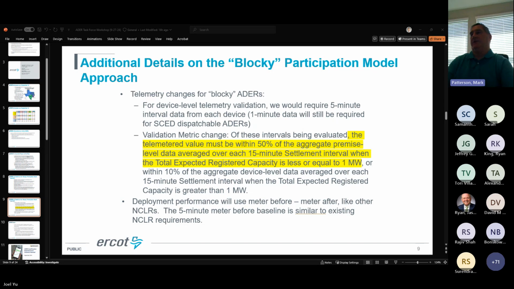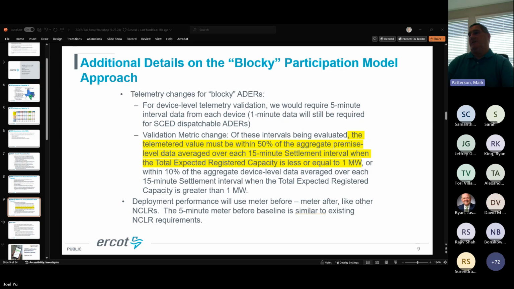It just must be within 50% of the data. So that should at least help. We're comfortable that that should be an acceptable change for ERCOT at the very small end. At the very high end, if you're greater than a megawatt, then the 10% still must be within 10% of the aggregate of the 15-minute meter data. So again, hopefully that'll allow the smaller resources to get through the telemetry validation process, which seems to be one of the bigger issues that we've seen resources have.